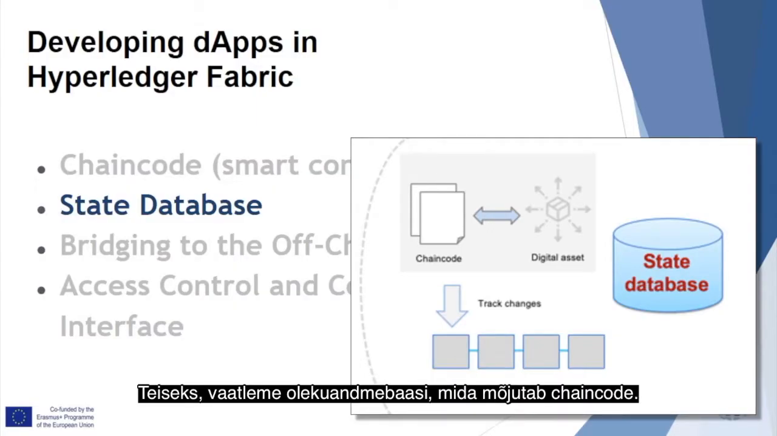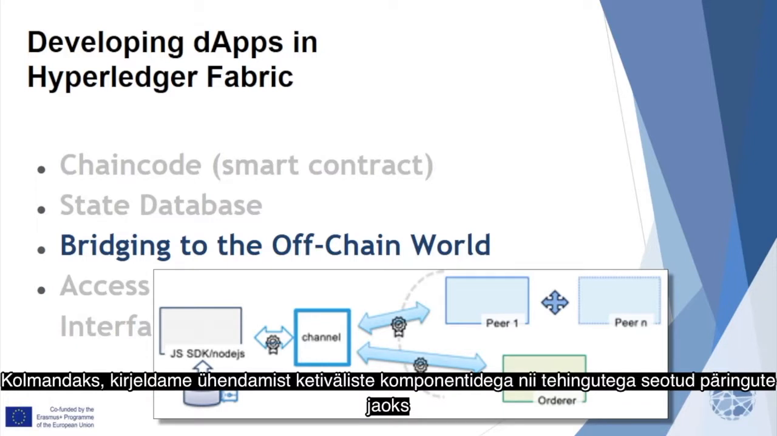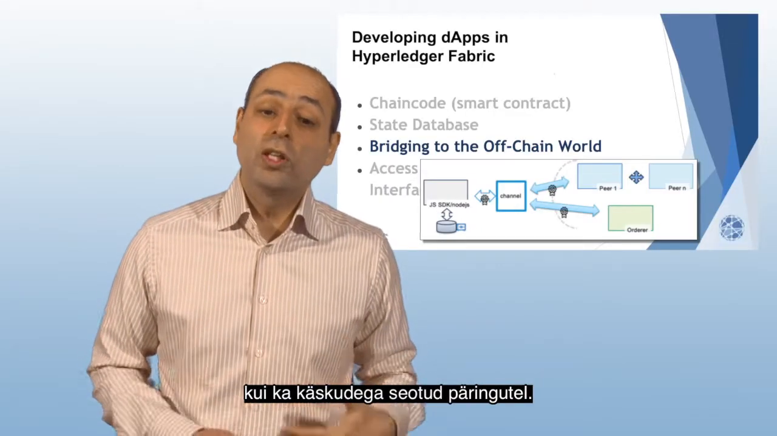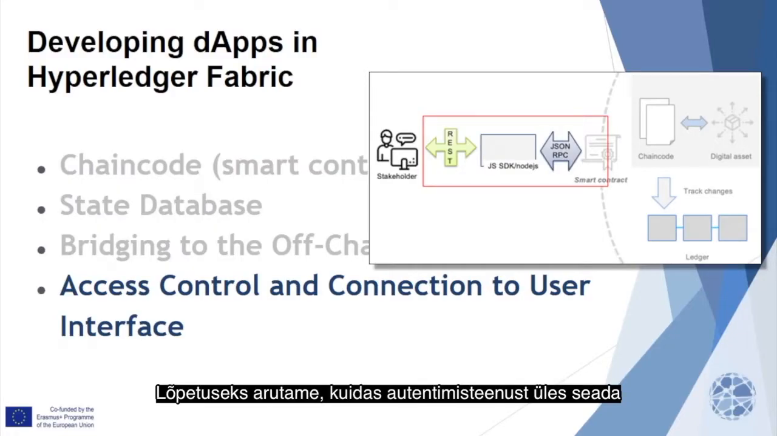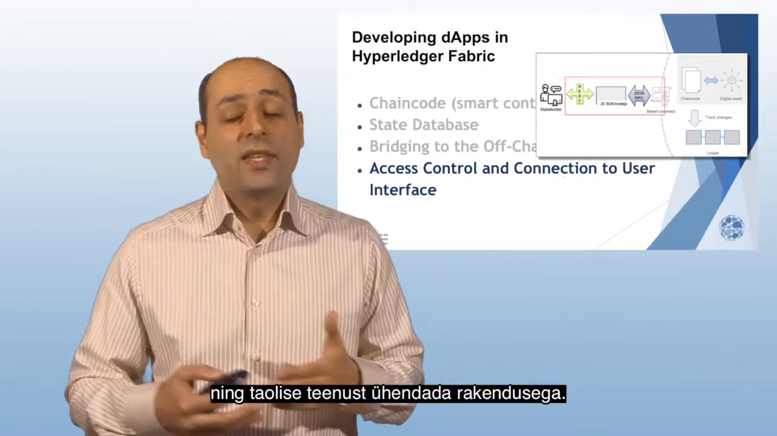Secondly, we will discuss the state database, which is manipulated by means of the chain code. Thirdly, the bridging to the off-chain will be described in terms of both interactions during query of transactions and interaction during commanding transactions. Finally, we will discuss how to initialize the authentication services and connect such services with the application.